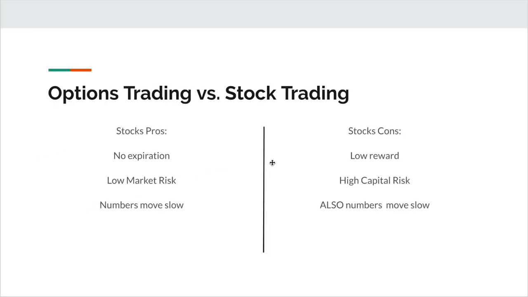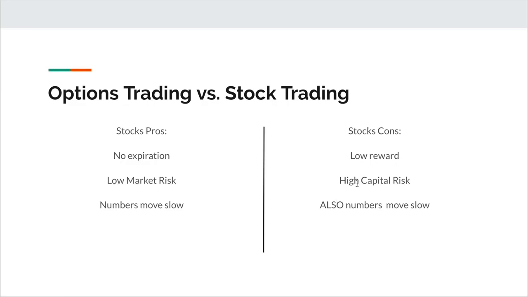Let's talk about some stock pros and stock cons. Stock pros: there's no expiration, it's low market risk, and the numbers move slow. That is actually a good thing for a beginner. If the stock is only moving up $1 or $2, that means you can lose $1 or $2 if you own only one stock. However, in a $1 or $2 move, when you hold an options contract, that can make a $50, $70 difference in the options contract itself.